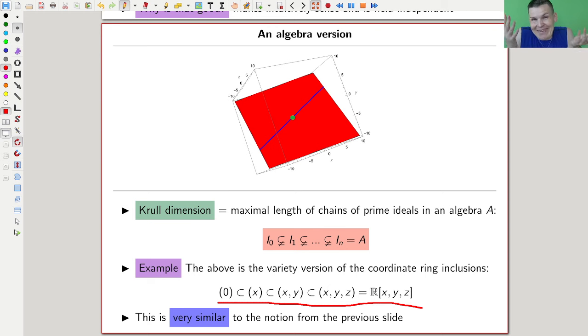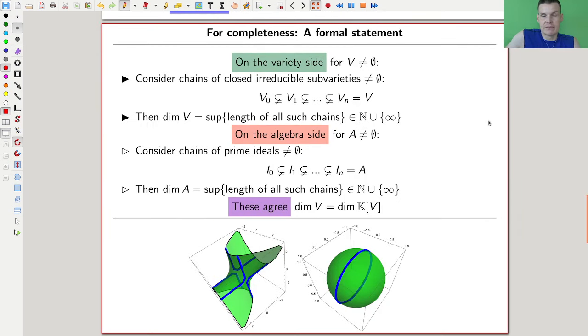And that's kind of the same as on the previous slide. What a surprise, because they are actually really the same type of object. So on the variety side, let's say we don't have an empty variety. Then we consider a chain of closed irreducible subvarieties. So the point in the line in the plane and so on. And the dimension is just the maximal length of all possible chains. And a priori that could be infinite.